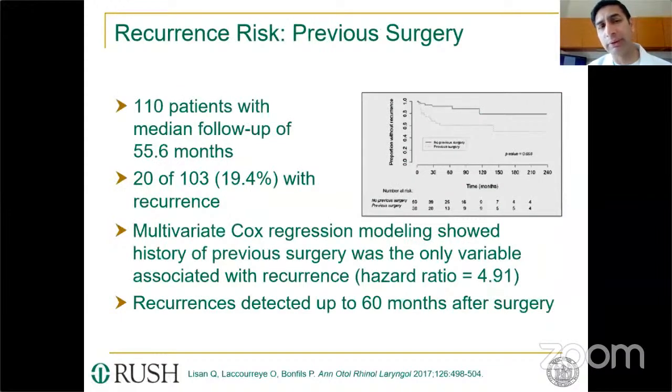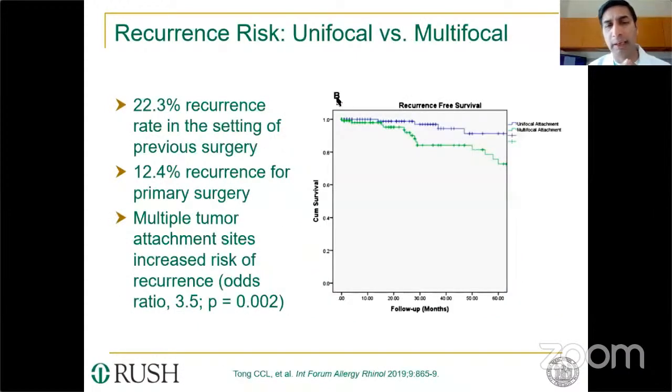Two other critical points that I've learned that I want to share with you, based on some recent research as well. This paper is out of France, 110 cases, and reported about a 20% recurrence rate. They found, with Cox regression modeling, that previous surgery, so recurrent disease, carried a 5-fold higher risk versus patients who did not have previous surgery. Another study looking at cases that underwent surgery found that the recurrence rate was 12.4% for primary surgery and 22% in the setting of previous surgery. Interestingly, multiple tumor attachment sites increased the risk of recurrence 3.5-fold.